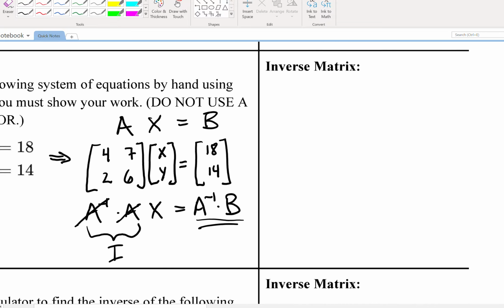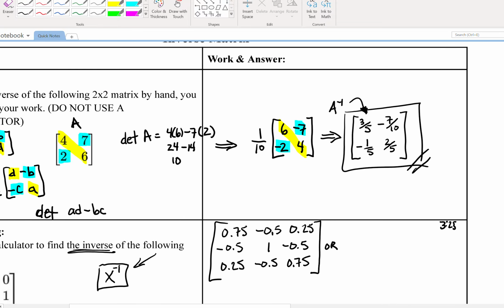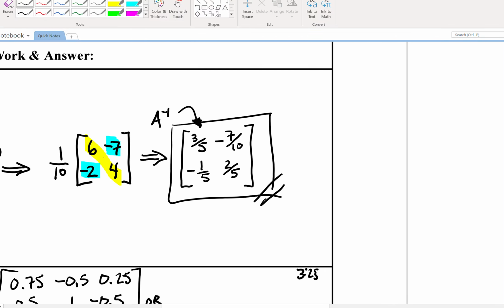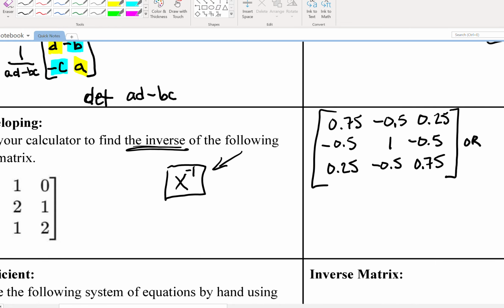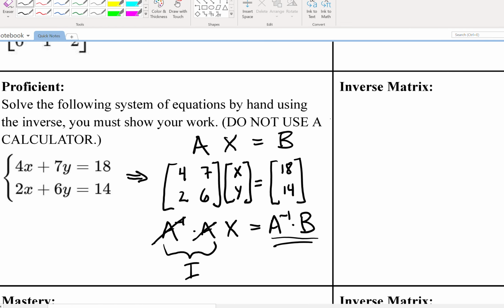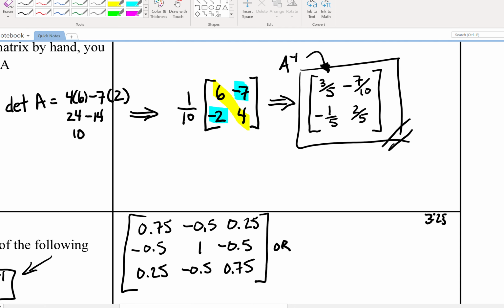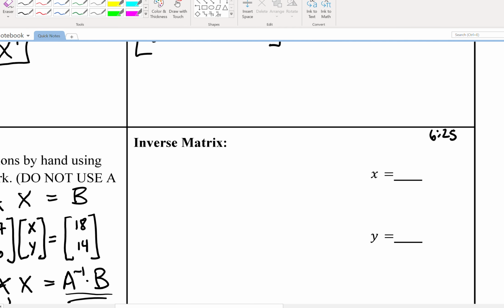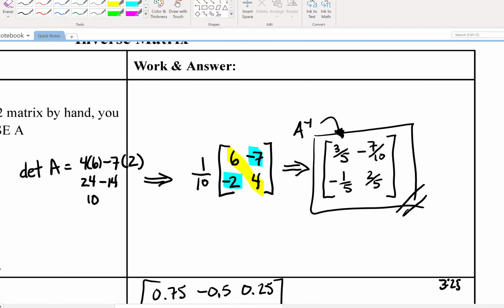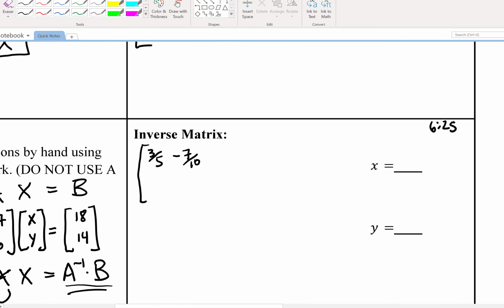So we are fortunate to have already found the inverse for [4, 7; 2, 6]. We found it up here in this problem. So we're going to use that. I'm just going to copy it down. 3/5, negative 7/10, and then negative 1/5 and 2/5.